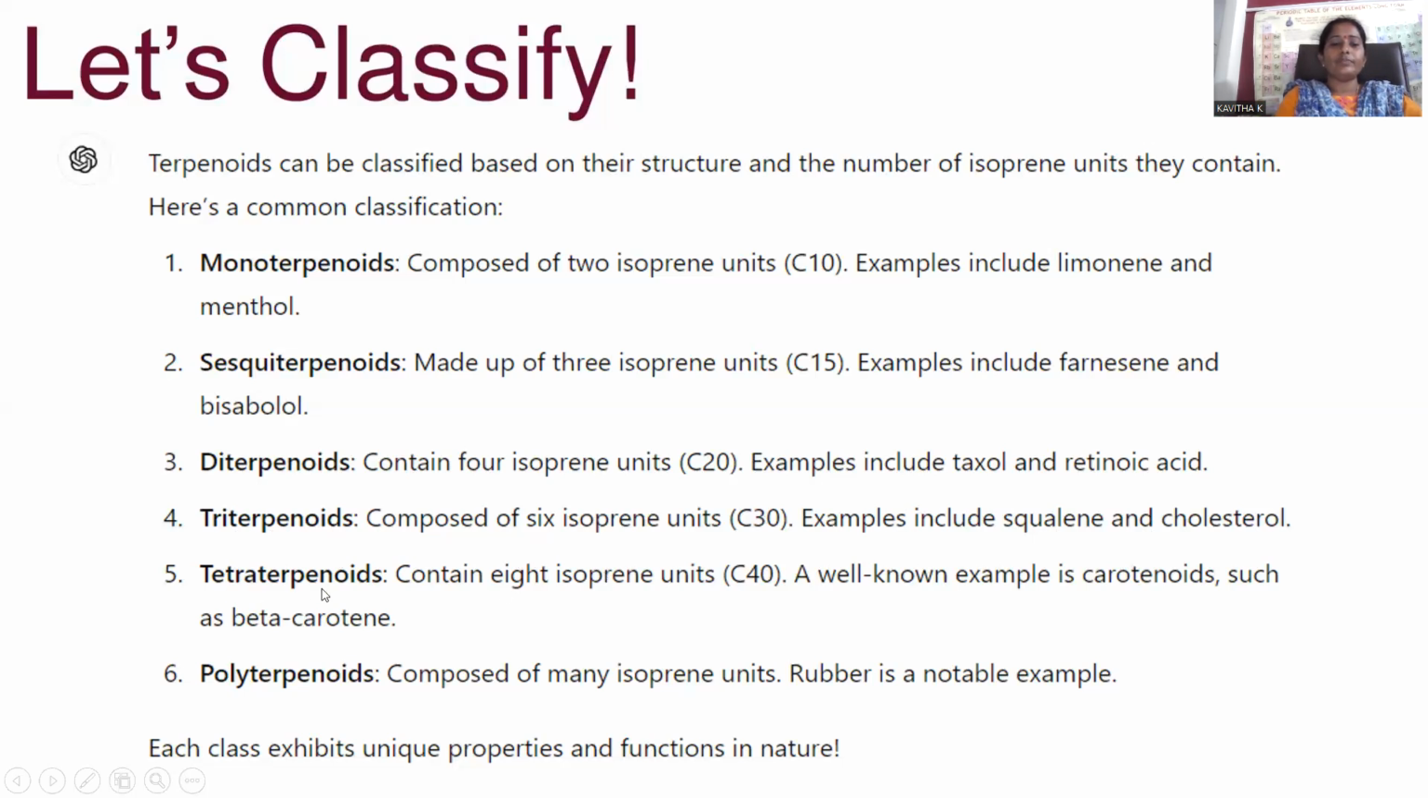Tetraterpene, if we go with it, tetra means how many? Here mono means 2, then tetra means 8 isoprene units will be there. If 8 isoprene units are located, we can say it is C40. 8 multiplied by the 5-carbon isoprene unit gives 40. So C40 is the composition of this tetraterpene. A well-known example is carotenoids such as beta carotene.